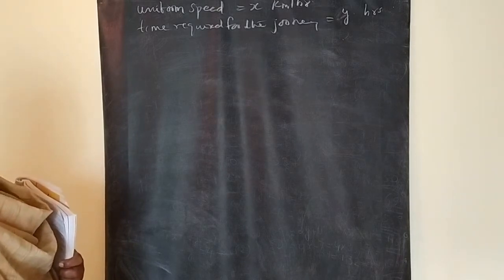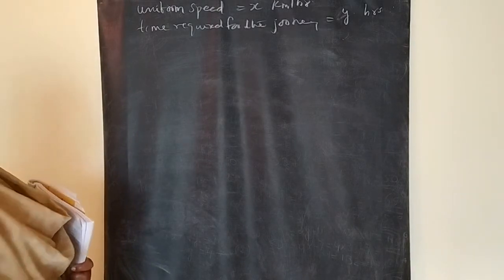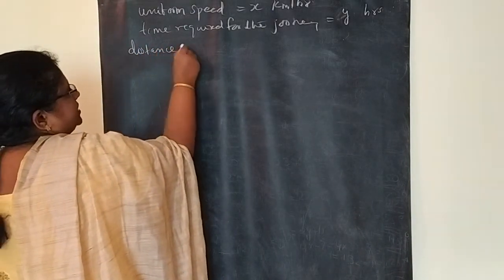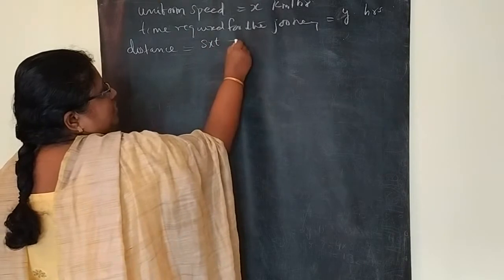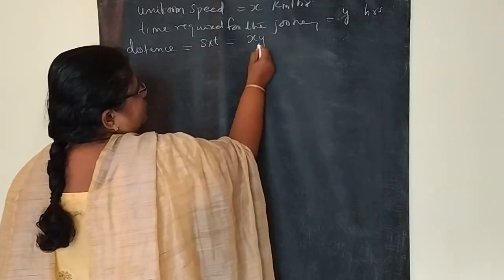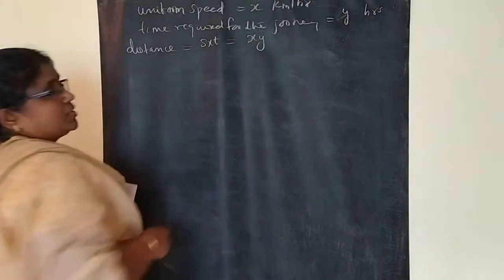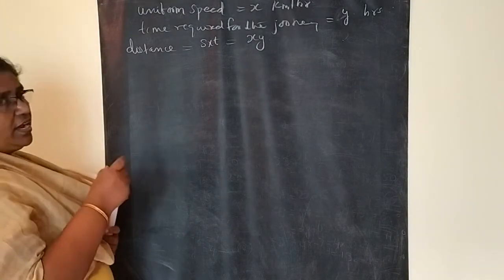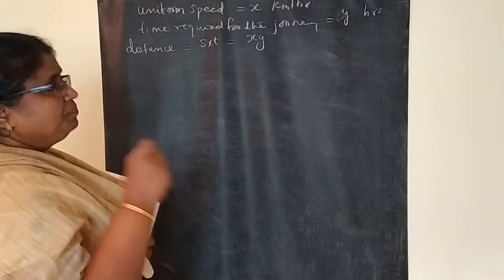So when speed is given as x and time is y, what is the distance travelled? Distance is equal to speed into time, that is xy. So this is our original distance, or length of the journey. xy is our length of the journey.